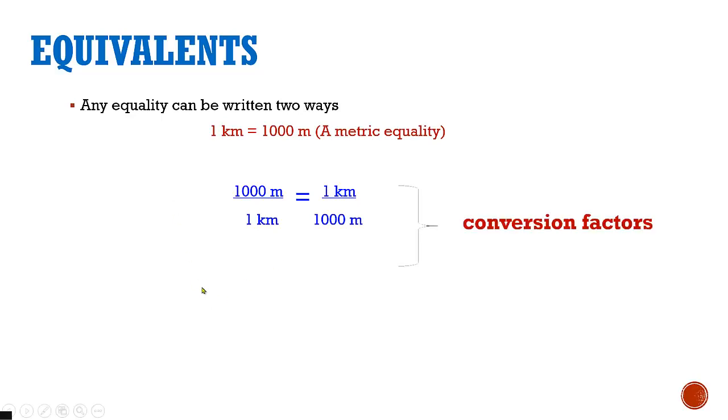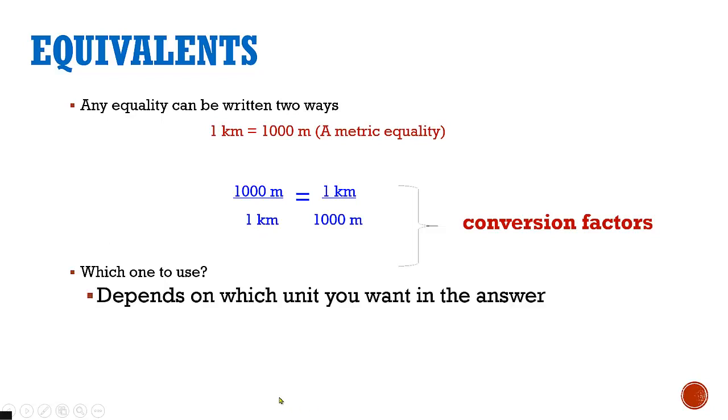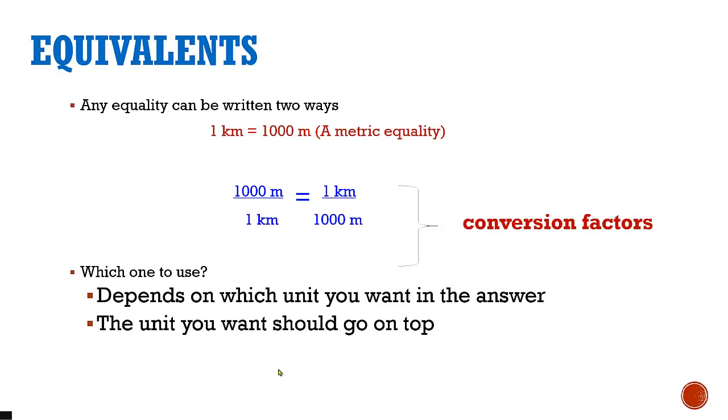The big question then is, which one of these do I want to use? Which conversion factor? The answer is based on what your question is asking for. What answer do they want? If your question says, I have 10 kilometers, I want to know how many meters that is, we're going to use the conversion factor that has the units you're looking for on top. So if I have 10 kilometers and want to know meters, I'm going to use this one. Or if they say 1,500 meters, how many kilometers, I'm going to use this second one. That's how we choose which version to use.